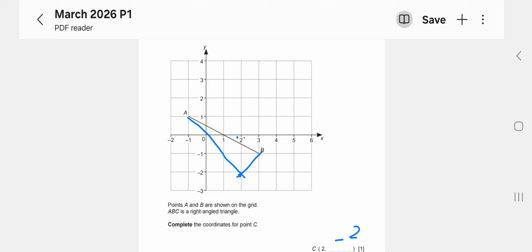Can it be in another place? No, because I will not have a right angle. I need to have a right angle triangle, with C here.